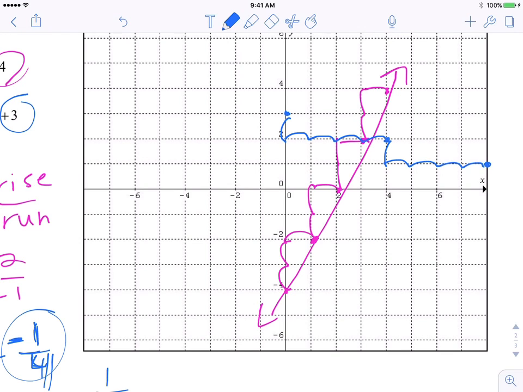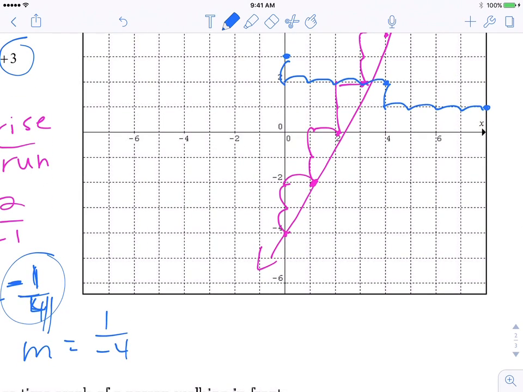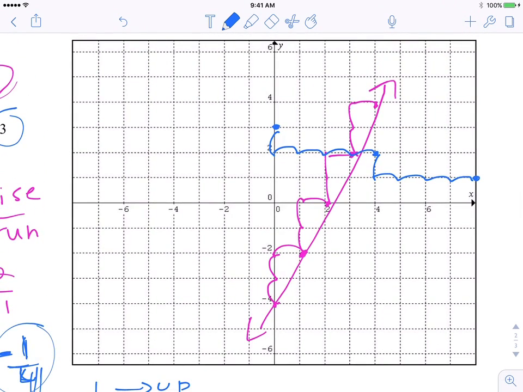Well, we can also start here at our original point, and we can say we go up 1, and here we can say we go left 4 because it's negative. So let's try that. Let's go up 1 and 1, 2, 3, 4, left 4, up 1, left 4. So we're along the same line.